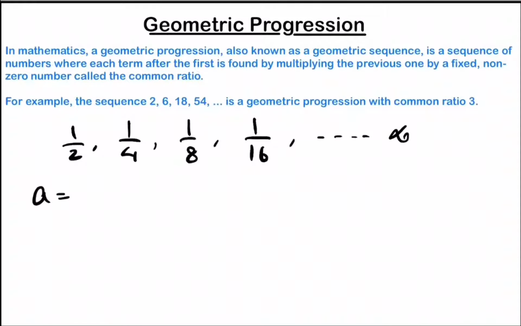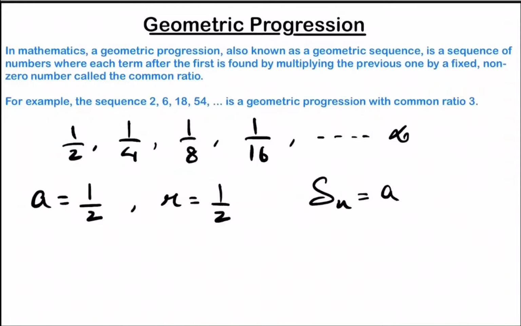So the very first term we have over here is 1/2, and we get every term by multiplying 1/2 to the previous term. So the common ratio over here is 1/2 again. Now the sum of n terms of a GP is given as a into (1 minus r raised to the power n) divided by (1 minus r).